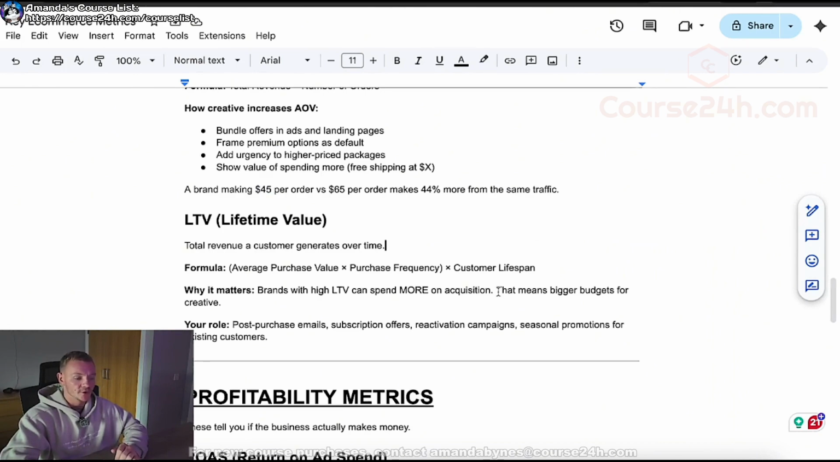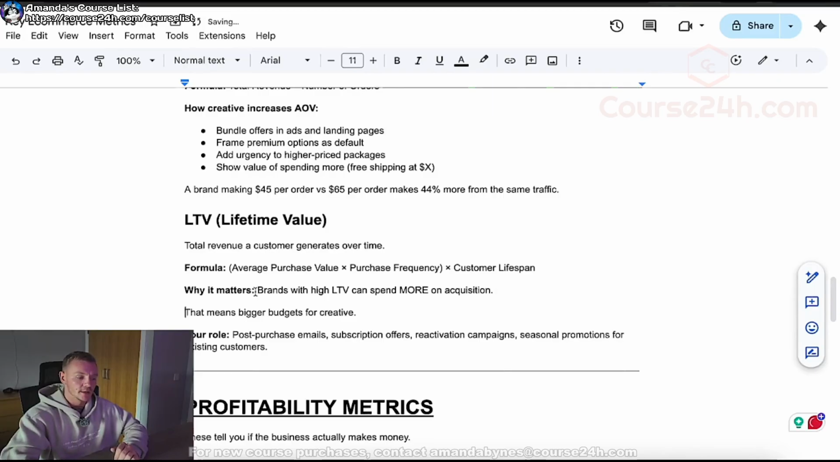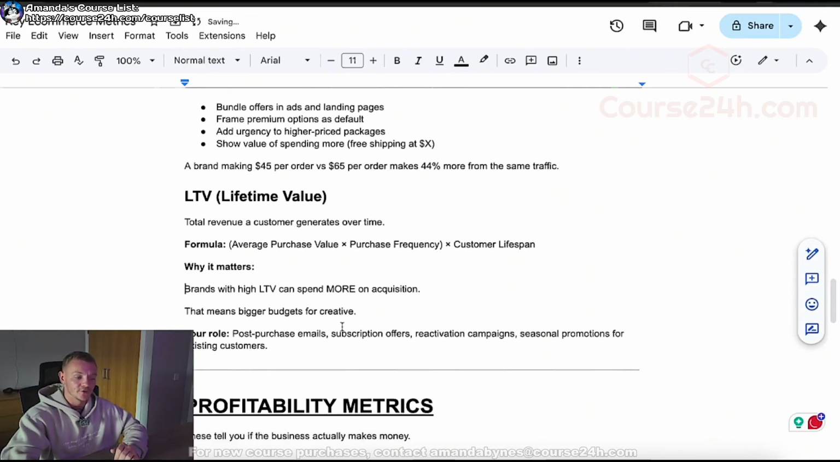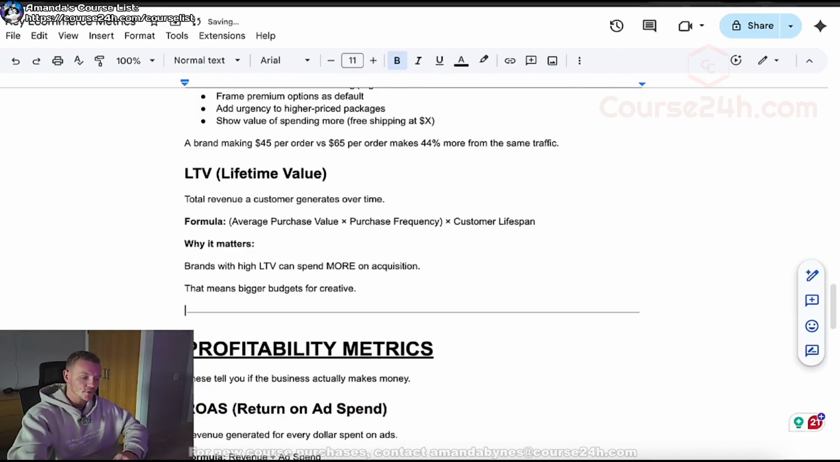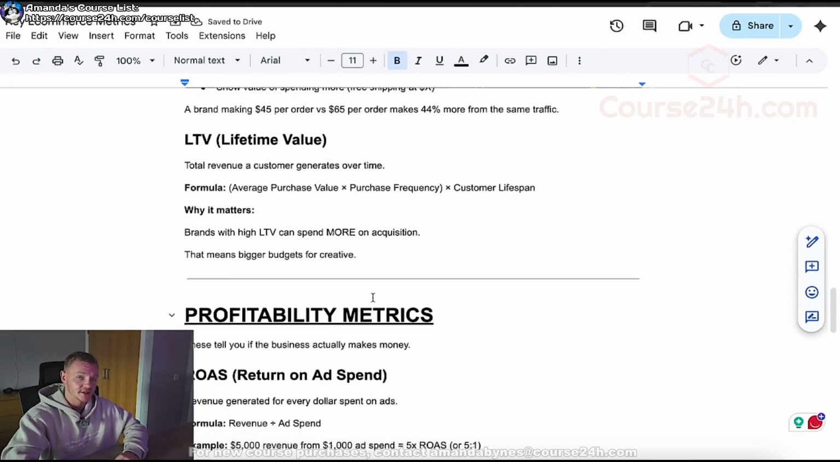Now, obviously, if you start working with a brand, they should know all these numbers, but you need to be dialed in with knowing this, right? Brands with high lifetime value can essentially spend more on acquisition. This means that they've got bigger budgets for creative, and yeah, it means that they can spend more.